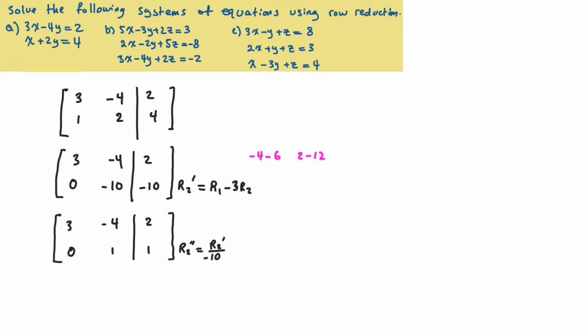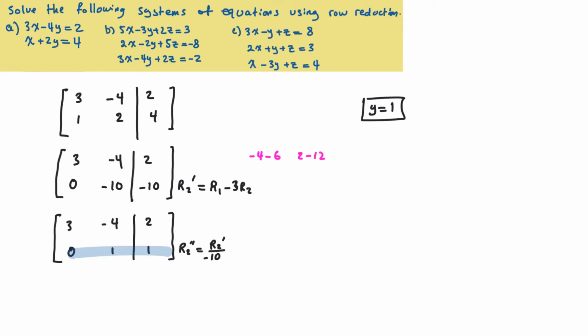Now there is another method of solving this. Once we have it here, actually let me solve this so you can see it. We're going to use the last row, and this one says that the coefficient of y, which is 1, times y, which is just y, is equal to the constant value there, 1.